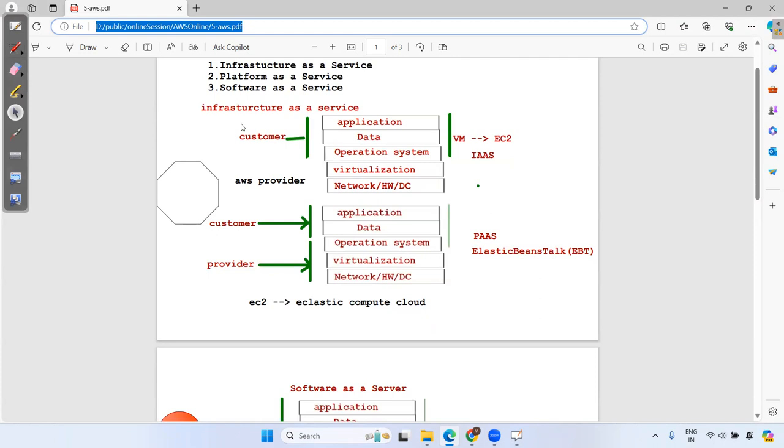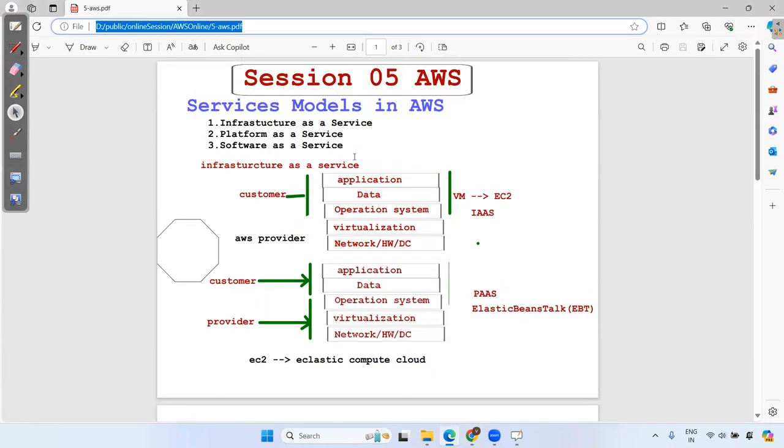So, infrastructure as a service. AWS is providing three services: infrastructure as a service, platform as a service, and software as a service. For infrastructure as a service, they are providing EC2, Elastic Compute Cloud. When you go with infrastructure as a service, your responsibility is maintaining the security, database, application, and operating system. They are only providing the virtualization hardware.